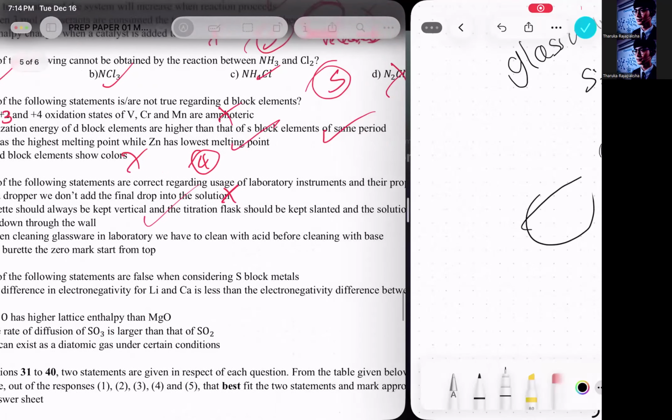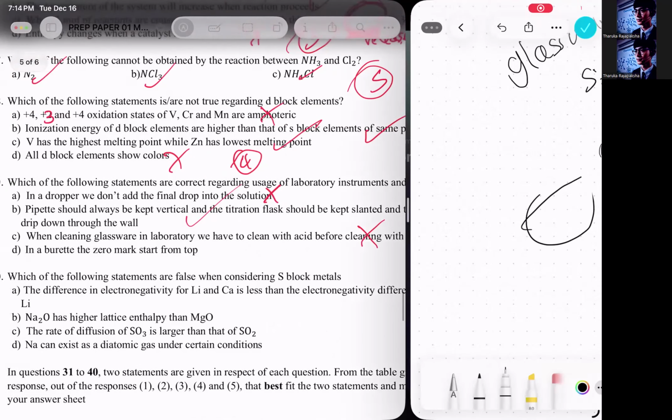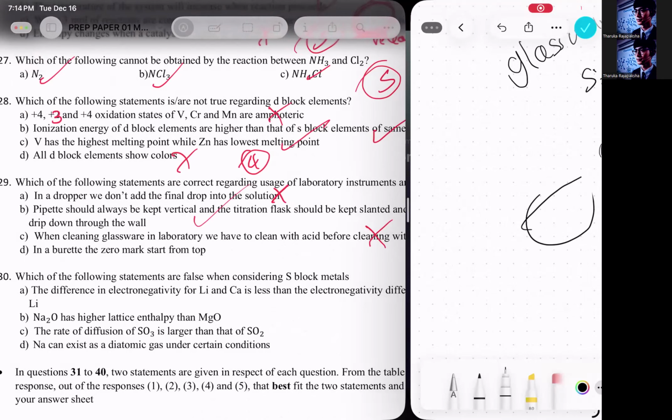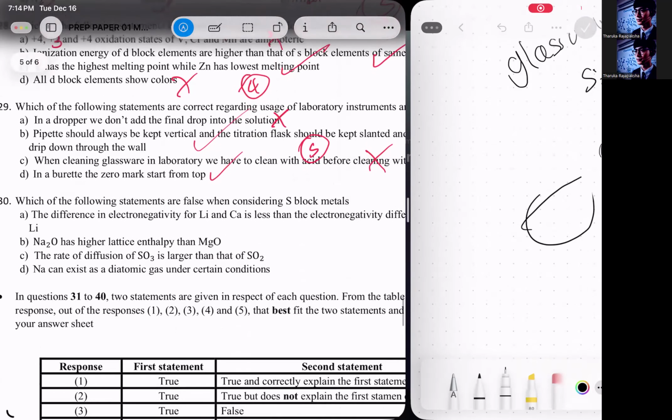as wrong. In a burette, the 0 mark starts from the top. That's correct. Right? Burette 0 mark starts from the top. That's correct. So the answer is answer number 5. 29th is 5. 30th one.